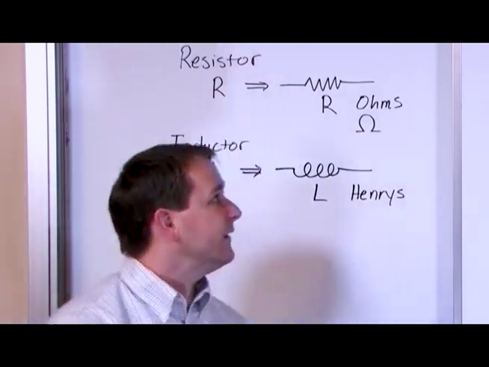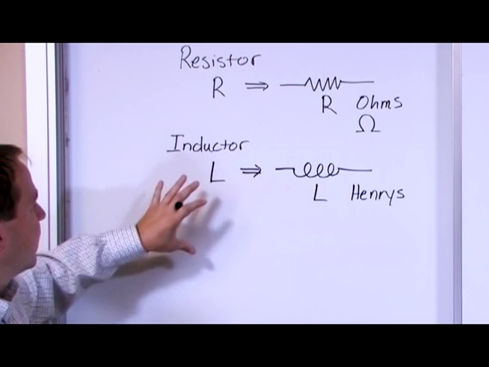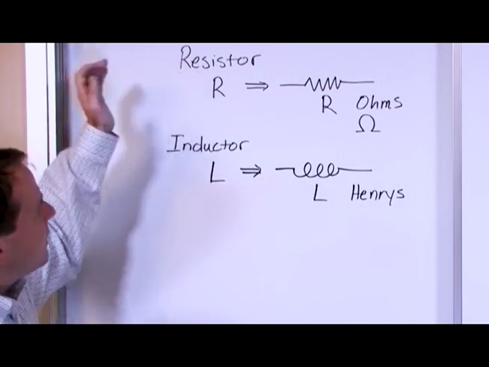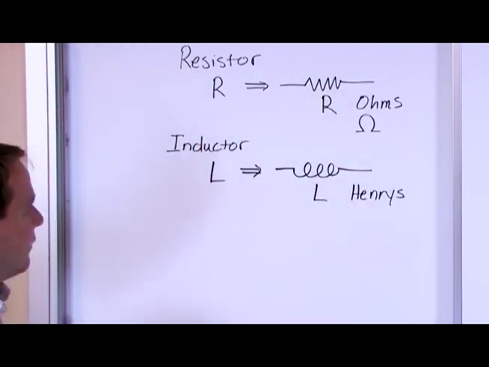But I do want to tell you that these are the two guys we're going to learn about in this section. We're going to construct a circuit with these guys and use a differential equation to find out what's happening. The first guy is a resistor. It resists any and all current flow that goes through it.